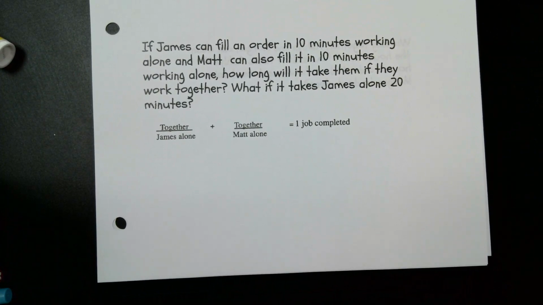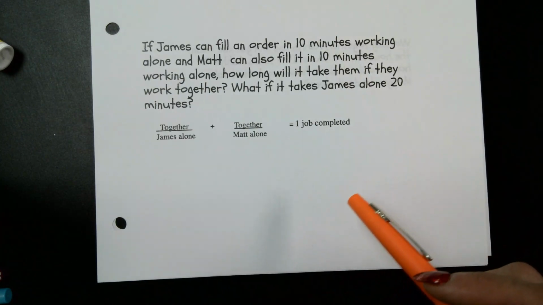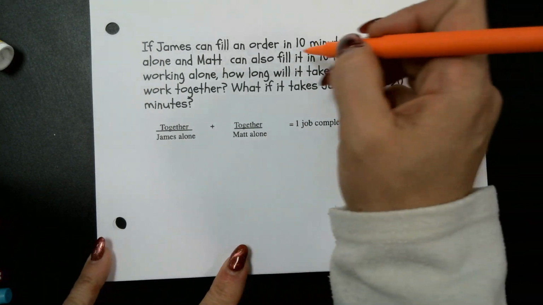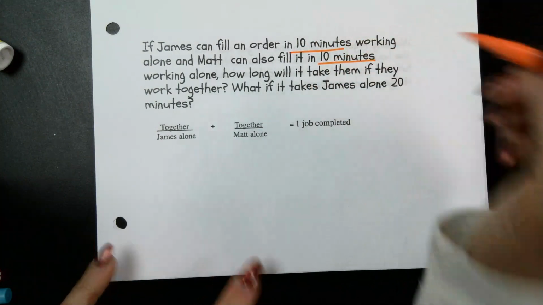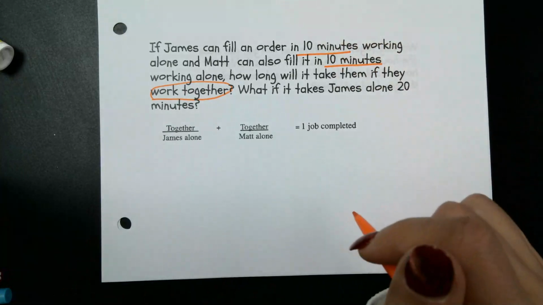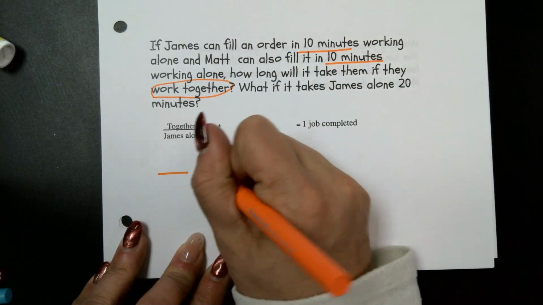Down here at the bottom is your first example. If James can fill an order in 10 minutes working alone, and Matt can also fill the same order in 10 minutes working alone. Again, that's not very likely, since most people are not going to work at the same speed, but in this first example they tell you it takes them both the same amount of time, and they want to know how long it will take if they work together. This is how it is set up every single time.